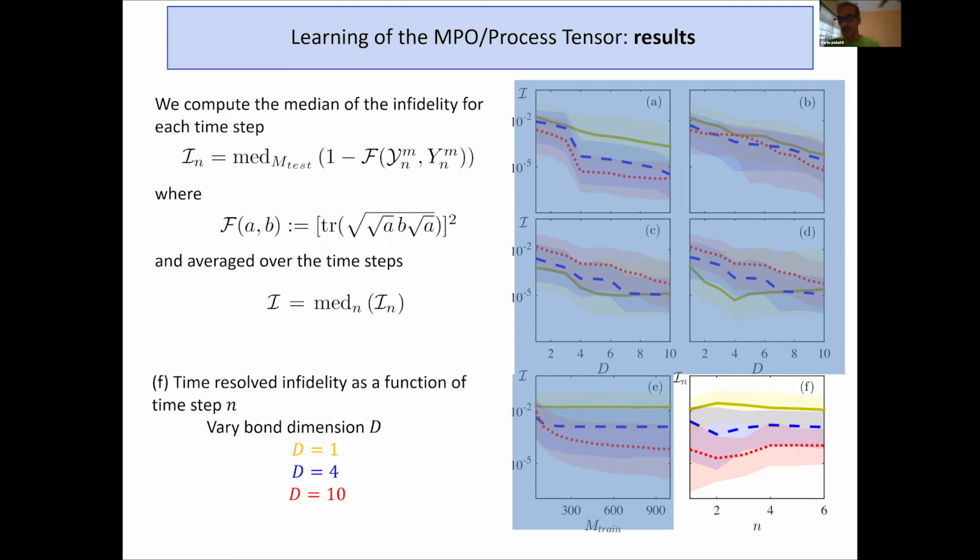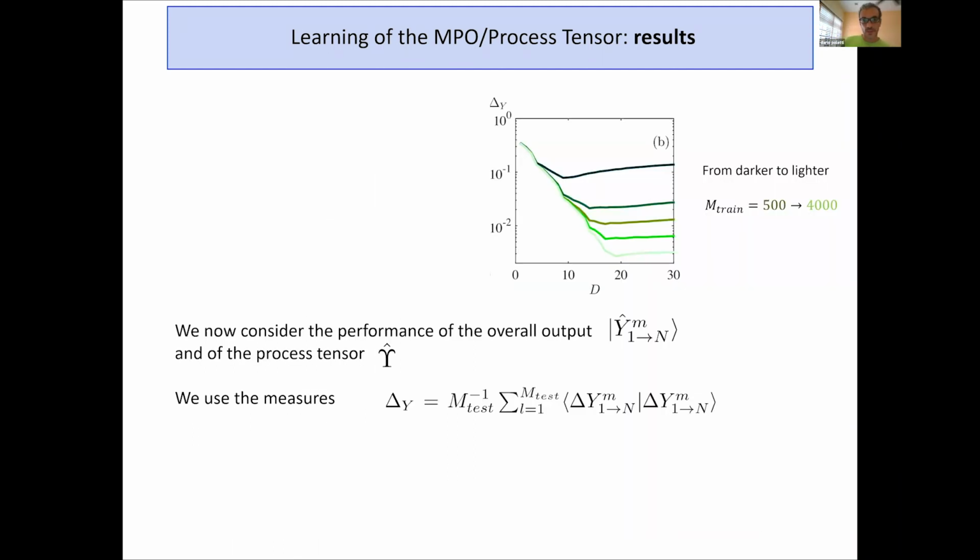This is not true. The way we're doing the learning, with the sweeps, is such that the infidelity, for each different time across the 6 time steps, is fairly constant for whichever bond dimension we use, whether bond dimension 1, the yellow curve, 4, the blue curve, or 10, the red curve. The accuracy of our prediction is fairly the same across times. So it doesn't get worse as time progresses.